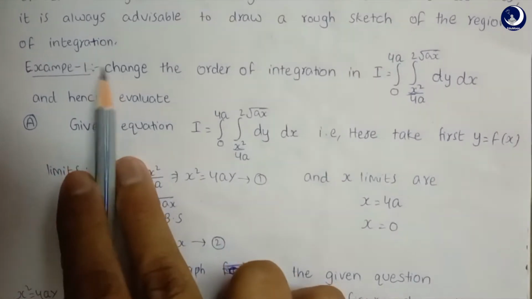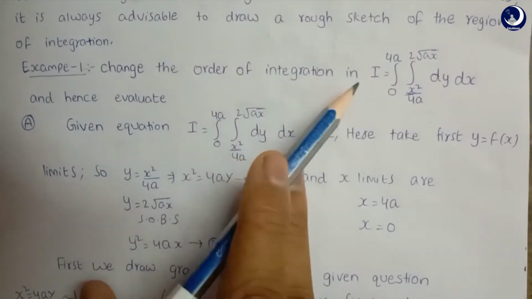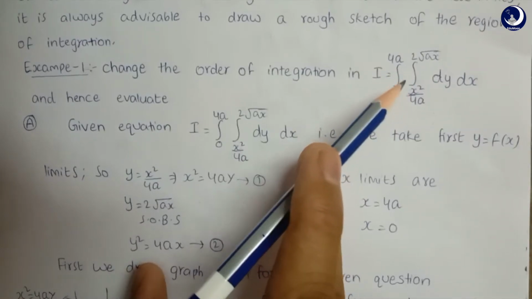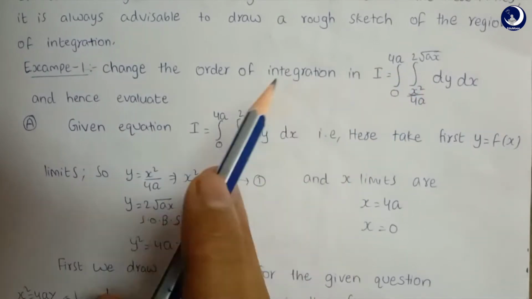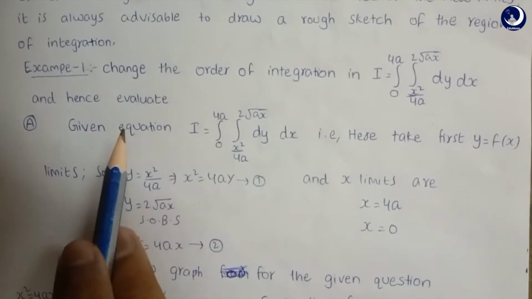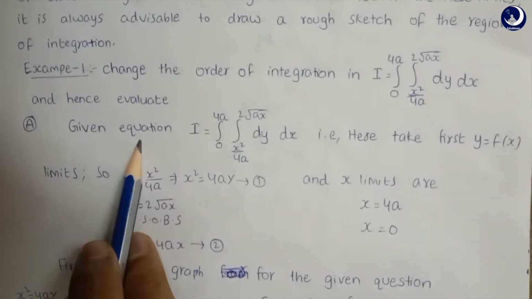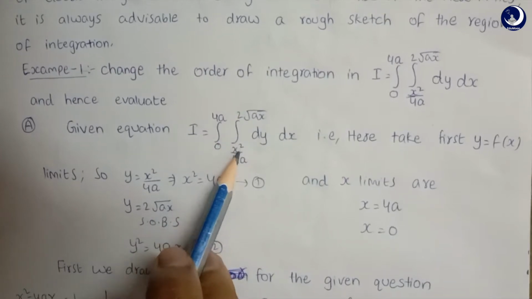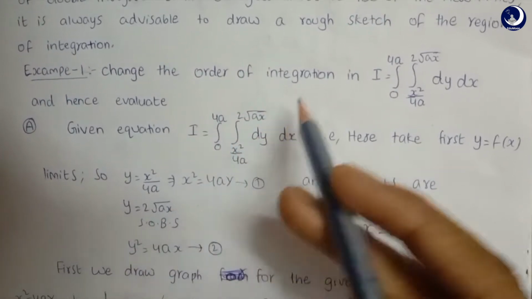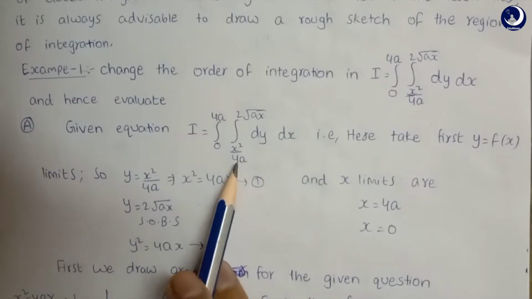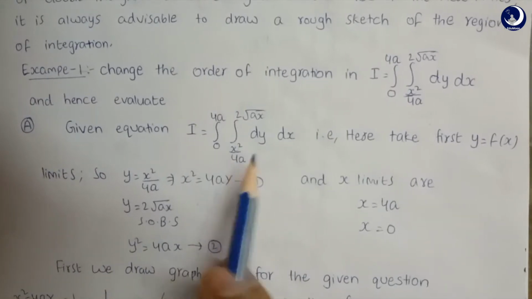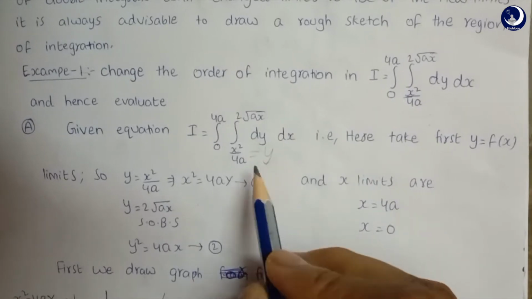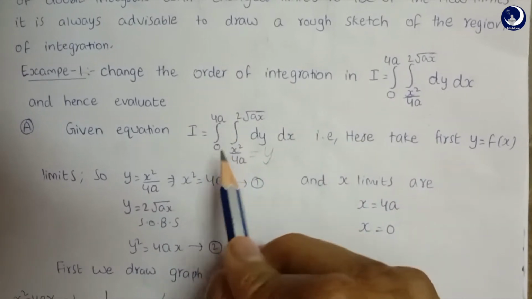Coming to example 1, change the order of integration in I equal to integral 0 to 4a, integral x squared by 4a to 2 root ax, dy dx, and hence evaluate. According to this, the given function is I equal to integral 0 to 4a, integral x squared by 4a to 2 root ax, dy dx. Here x squared by 4a is the y function, and 0 to 4a are the x limits.